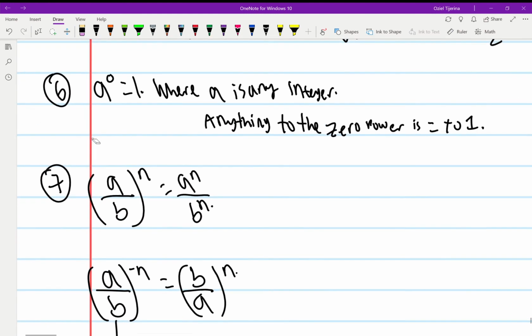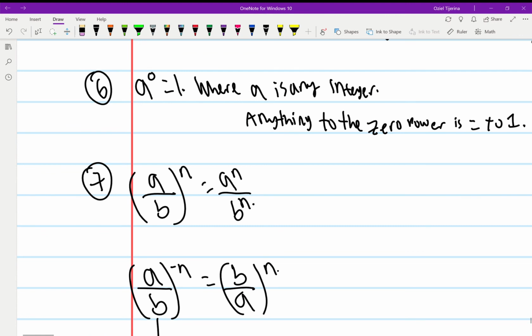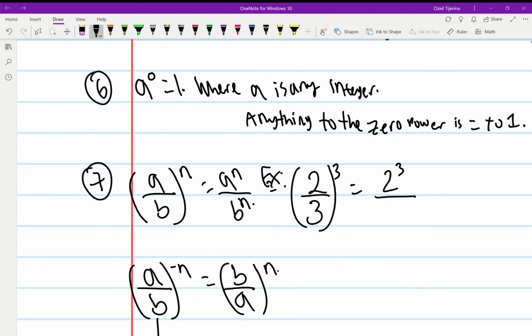And then we have this one here. We have a over b all to the n equals a to the n over b to the n. So that means that if we have, for example, 2/3 cubed, that's going to be 2 cubed over 3 cubed, okay? It's going to be 8 over 27.